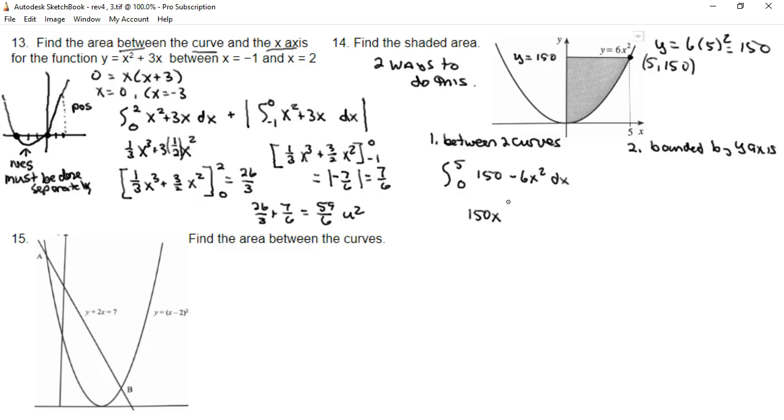So in this case, it's 150 minus 6x squared. And then all I got to do is do the integration of that. And I get this as my function, and I'm going to plug in 5. I'm going from 5 to 0. And when you do that, you'll find out that it's 500 units. Now, the other way to do it is bounded by the y-axis.